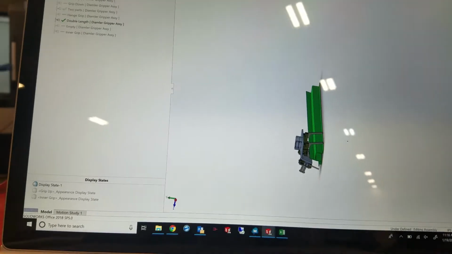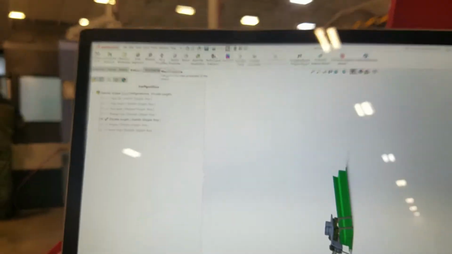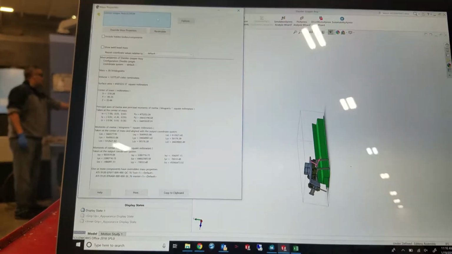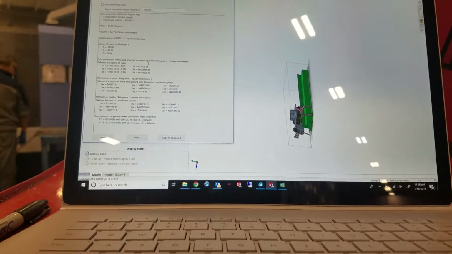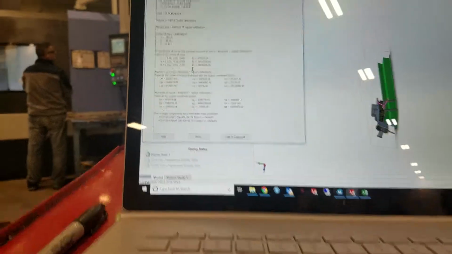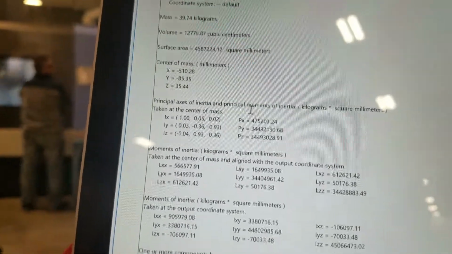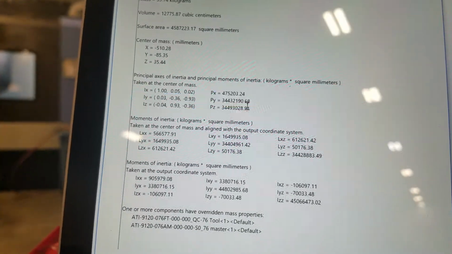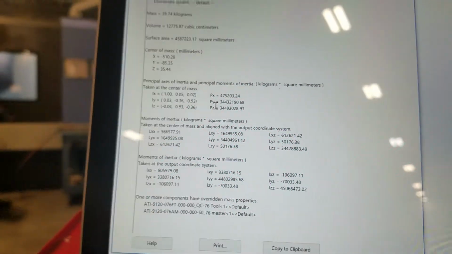It's pretty straightforward. You just go up here to mass properties. Sorry, filming with left hand, driving with right hand, it's not going well. And the numbers we care about are right there. Those are the principal moments of inertia about the center of mass. So it's this PX, PY, and PZ.